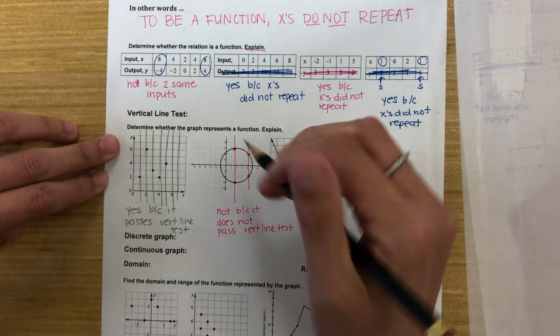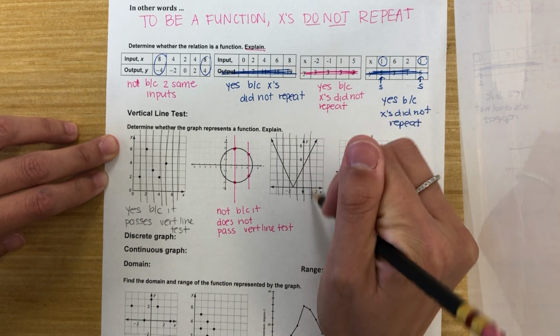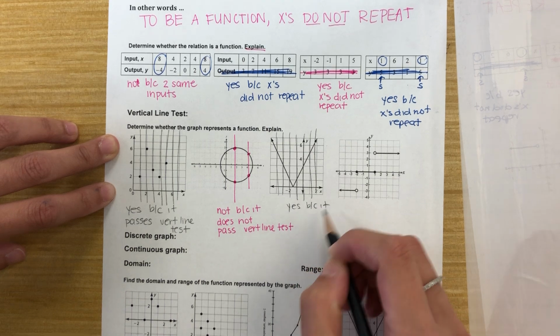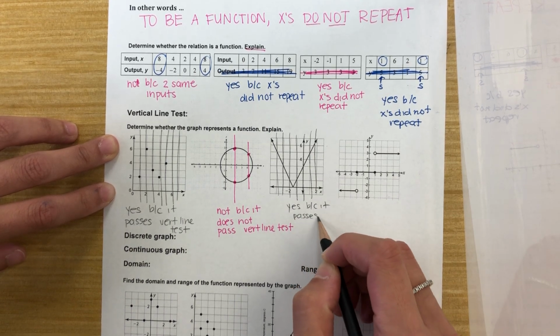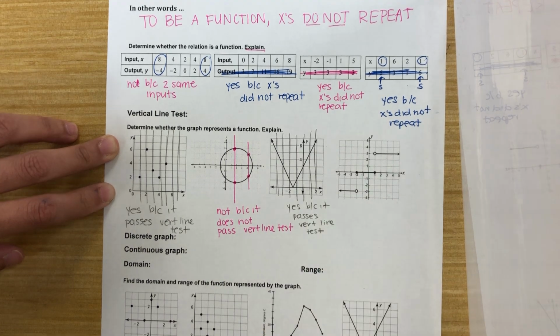Okay, for this one, if you draw a bunch of vertical lines, does it pass the vertical line test? Yes, because it passes the vertical line test.